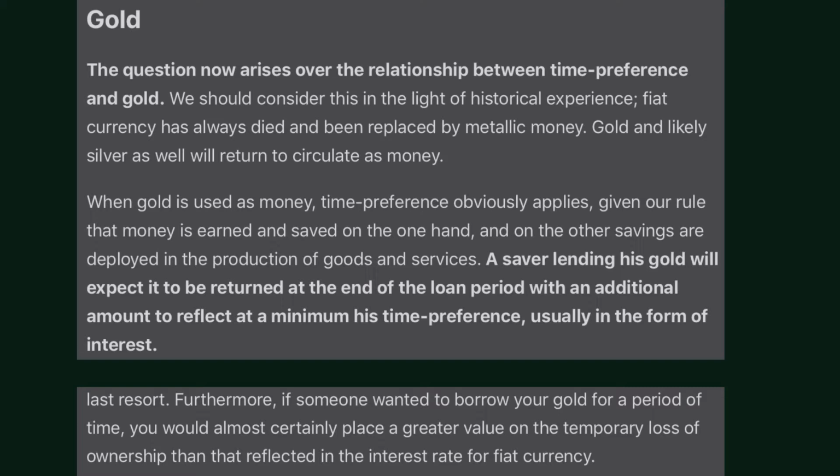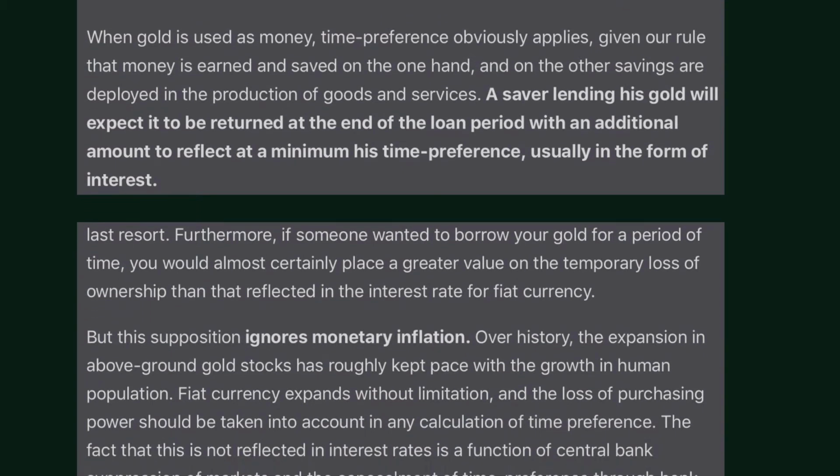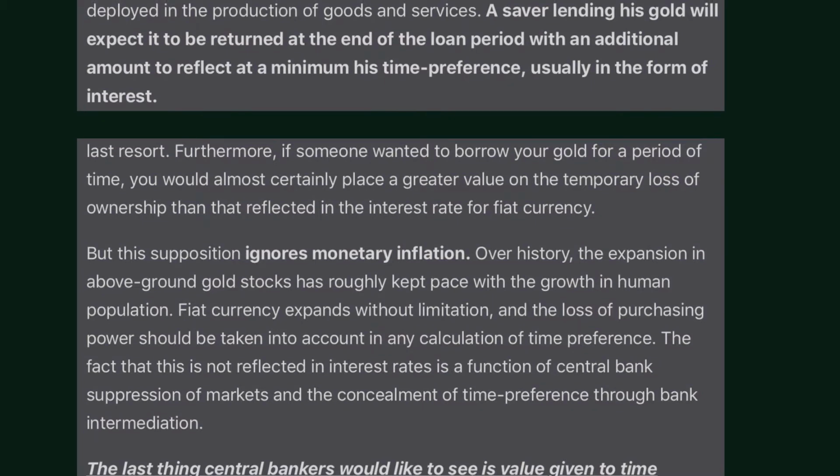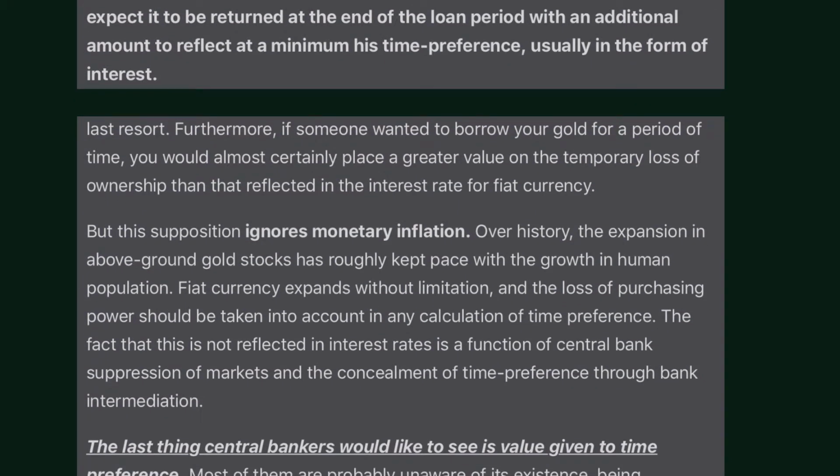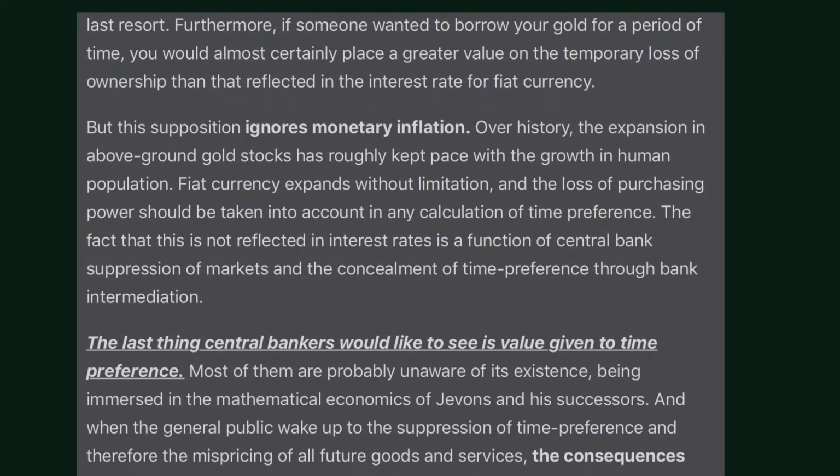Fiat currency has always died and been replaced by metallic money. Gold, and likely silver as well, will return to circulate as money. When gold is used as money, time preference obviously applies, given our rule that money is earned and saved on the one hand, and on the other, savings are deployed in the production of goods and services. A saver lending his gold will expect it to be returned at the end of the loan period, with an additional amount to reflect, at a minimum, his time preference, usually in the form of interest.